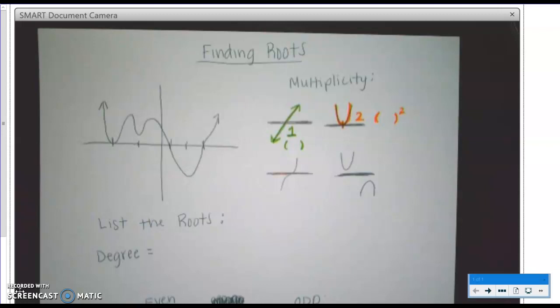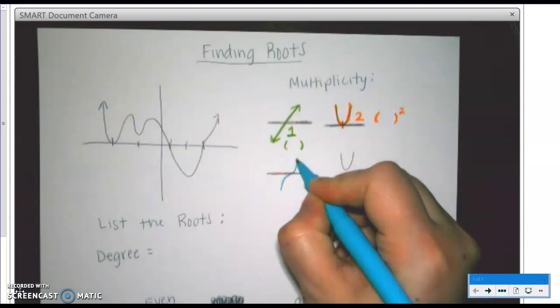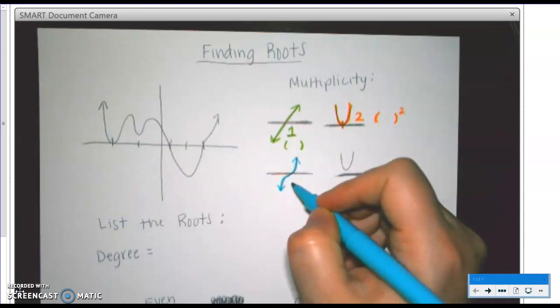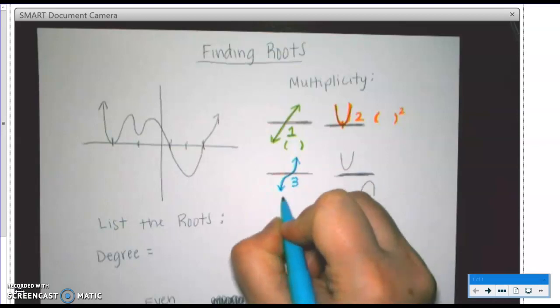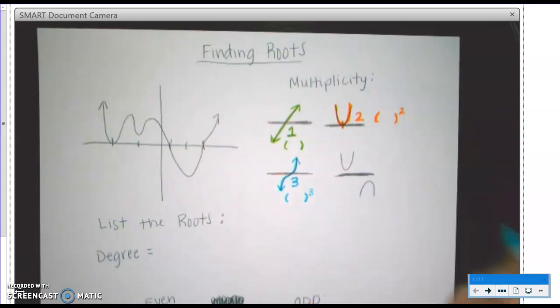If the part of the graph that's going through the x-axis is going through kind of curvy, so that part of the graph looks cubic, then the multiplicity of that root is 3. In factored form, that factor would have an exponent of 3. We would be using that factor 3 times.